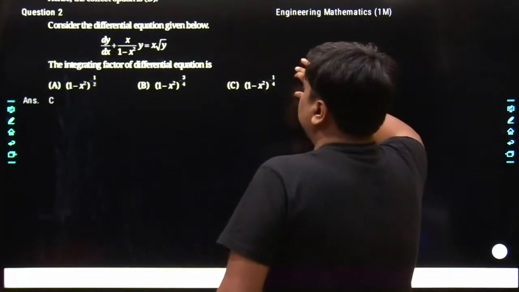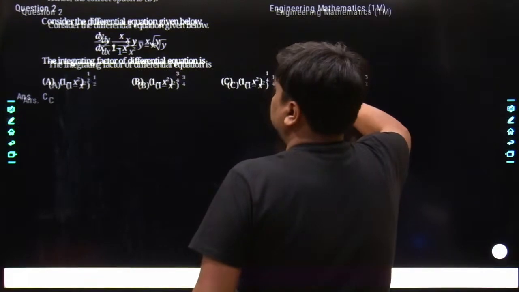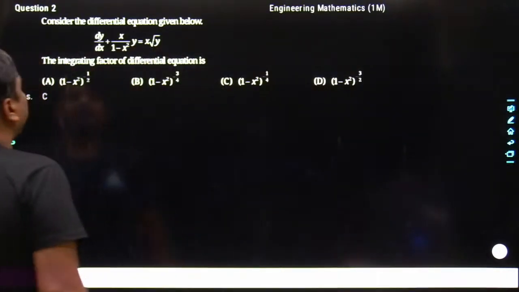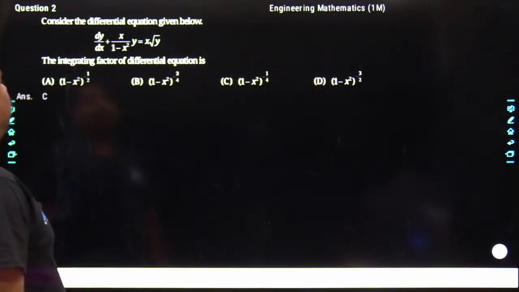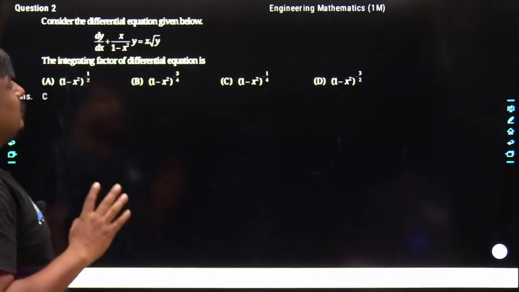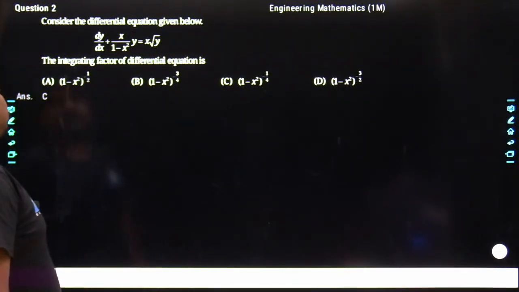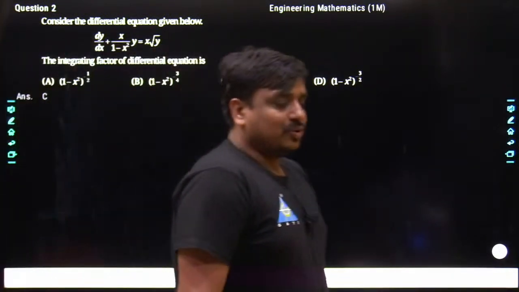Let me read the problem carefully and then we'll try to sort this out. Consider the differential equation given below: dy/dx plus x divided by (1 minus x square) times y is equal to x multiplied with root y. The integrating factor of the differential equation is, and four different kinds of options were attached along with this problem.